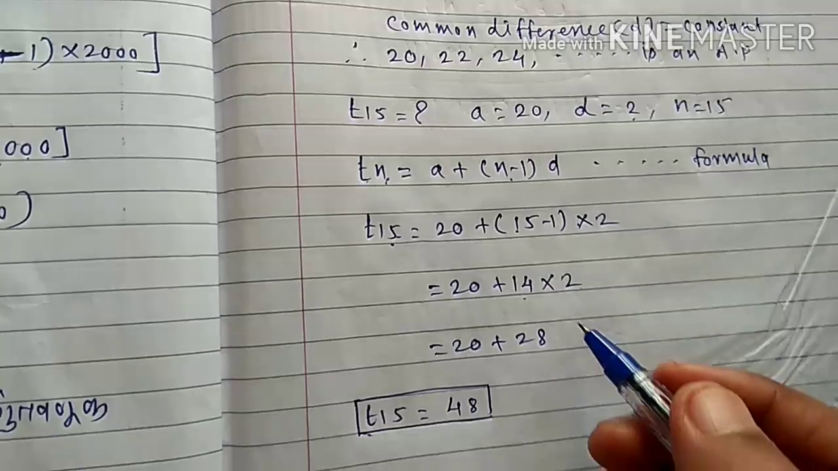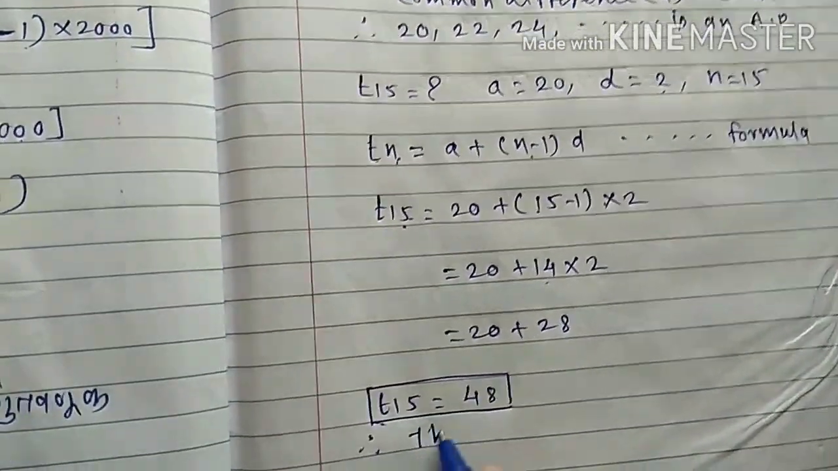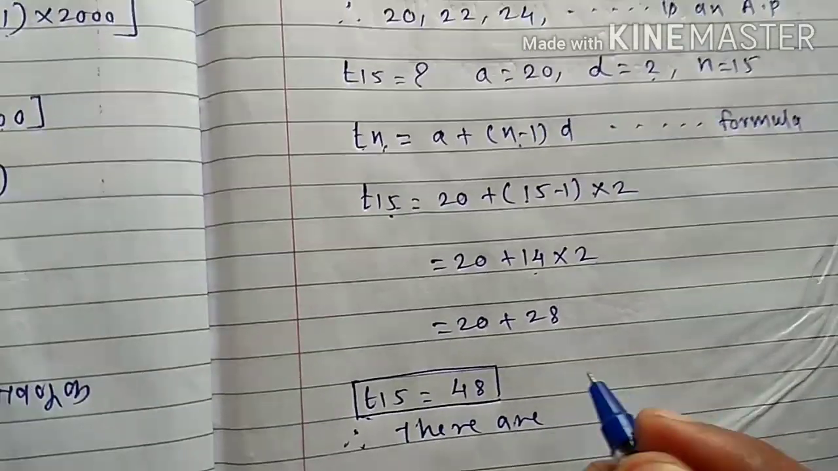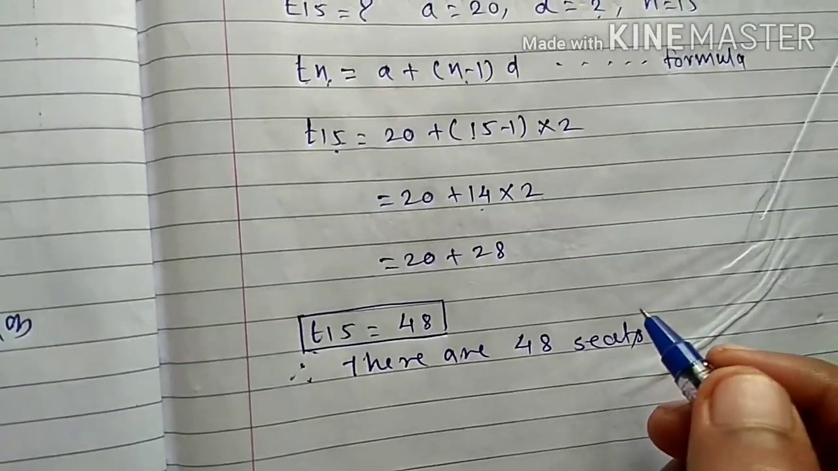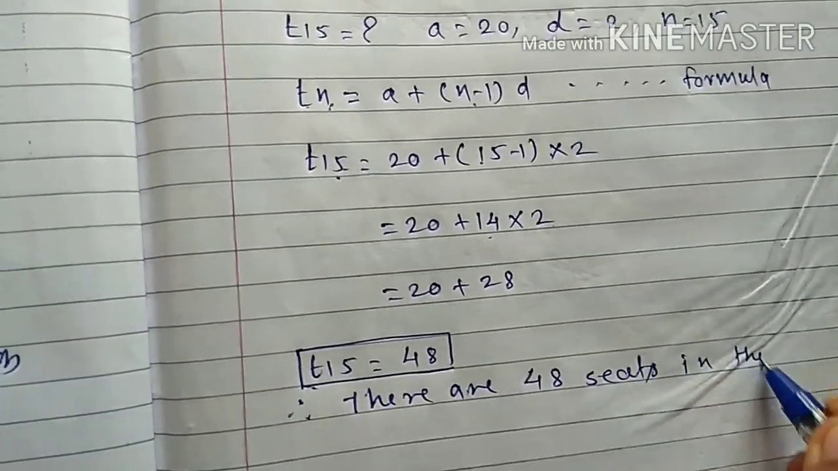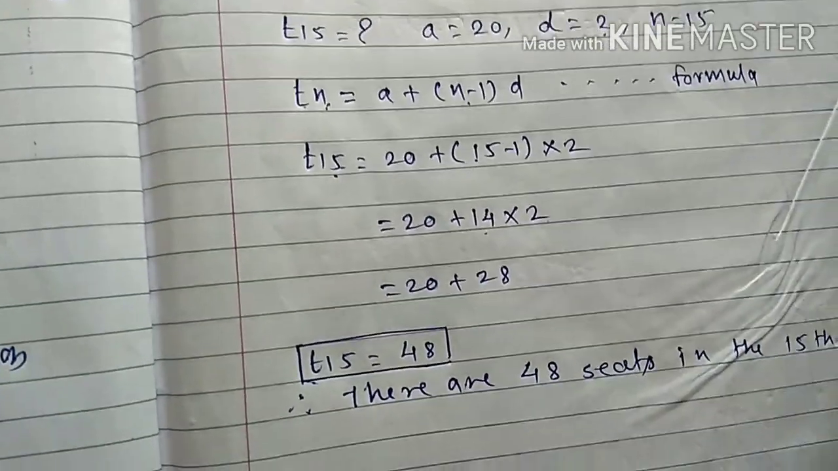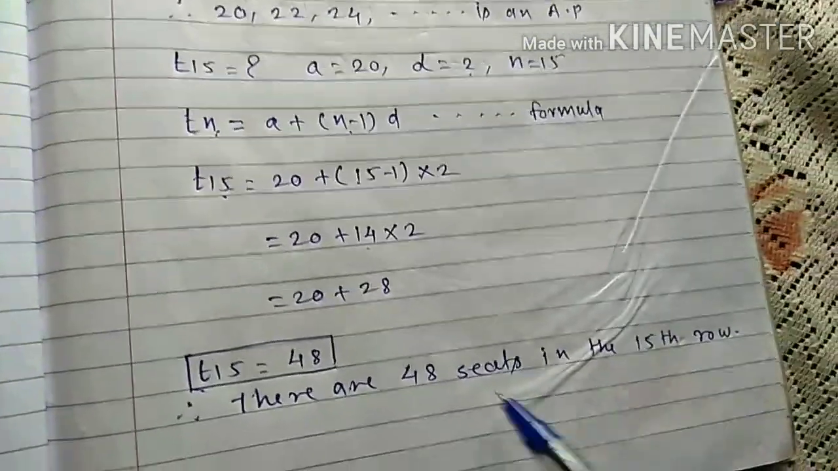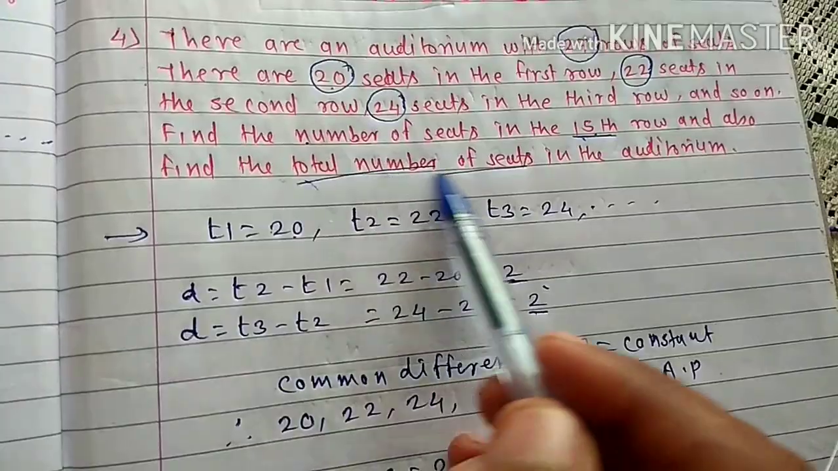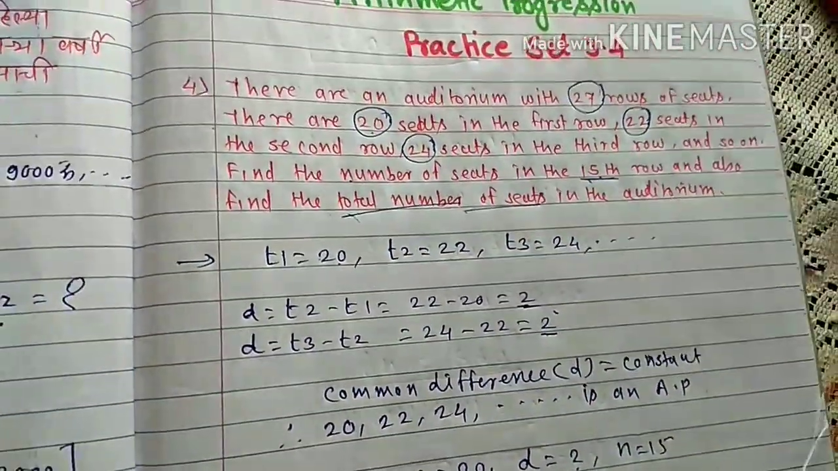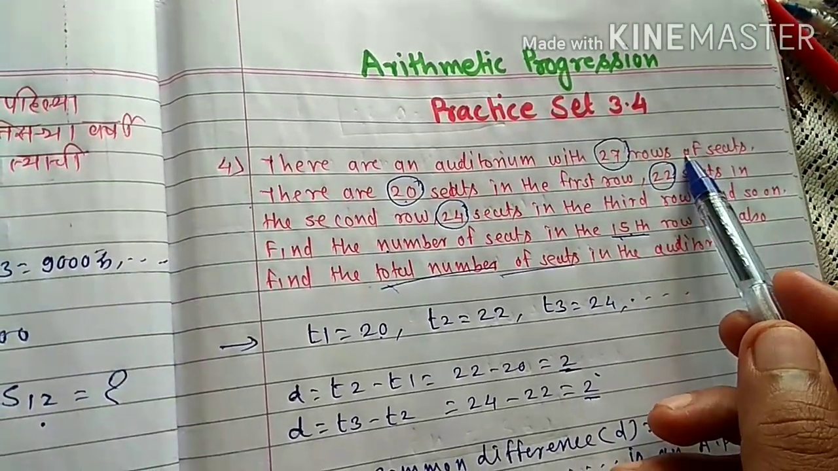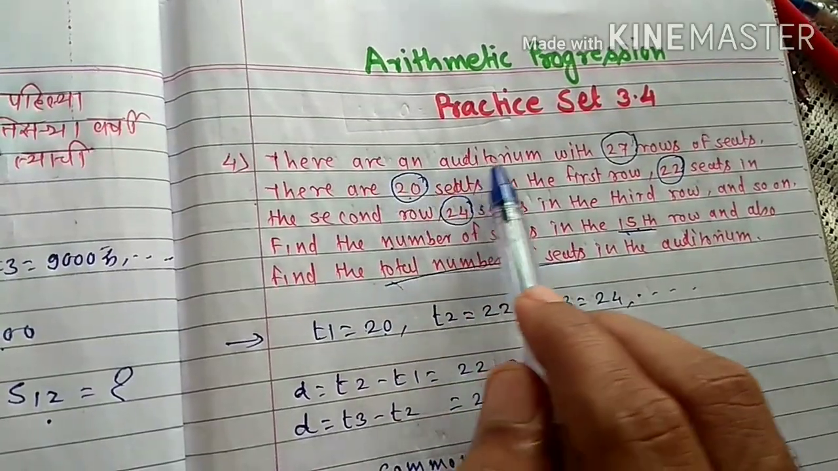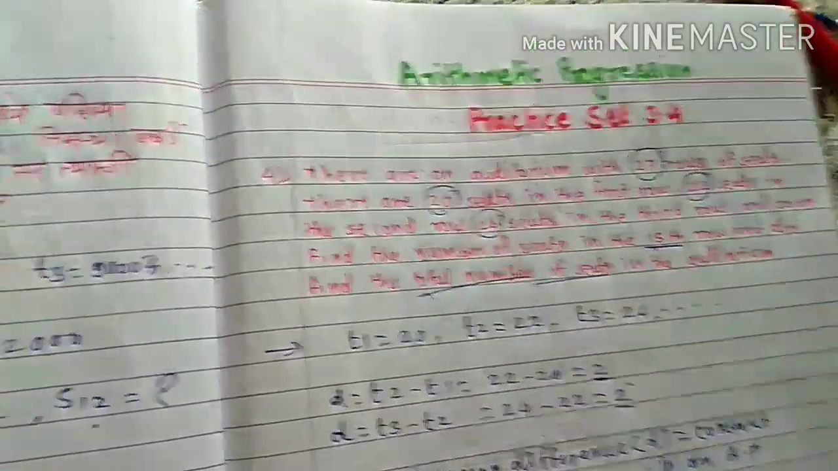Got it? So there are 48 seats in the 15th row. Next, we have to find the total number of seats in the auditorium. There is an auditorium with 27 rows of seats.